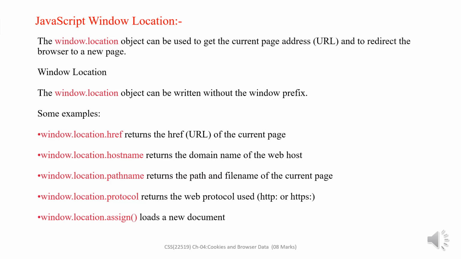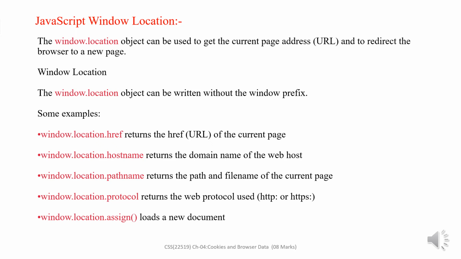JavaScript window location. The window.location object can be used to get the current page address, that is the URL, and to redirect the browser to the next page. The window.location object can be written without the window prefix. These are some examples for window.location.